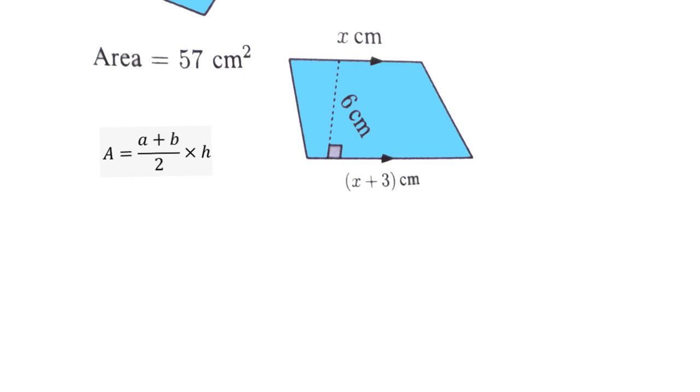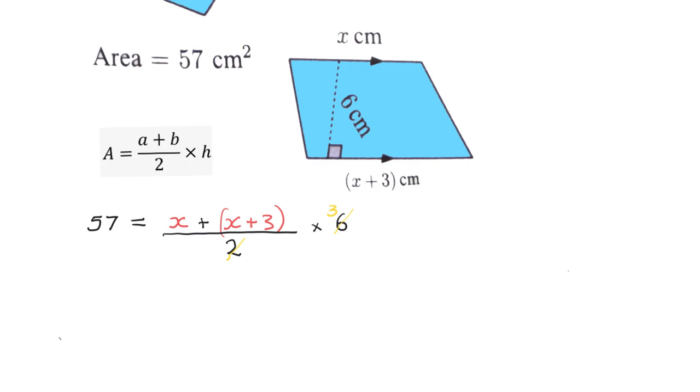And so we have that 57 is equal to x plus x plus 3, divided by 2, and we multiply it by 6, which is the height. I'm going to reduce the 6 and the 2, so that will come to 3.